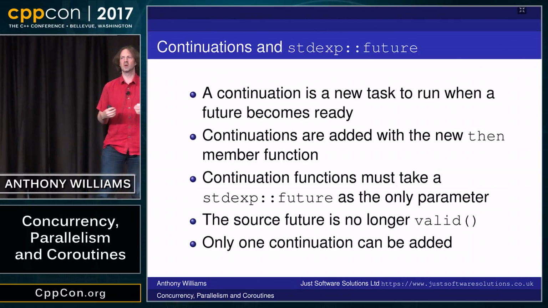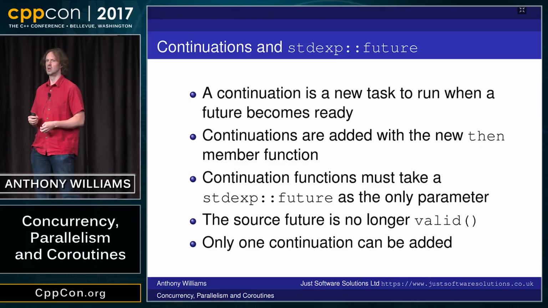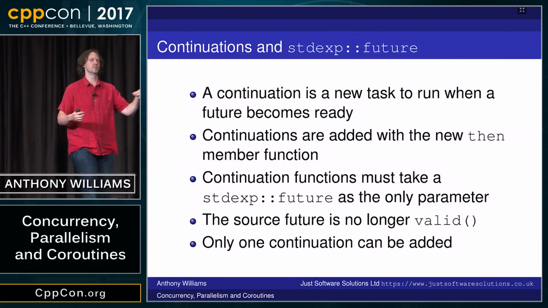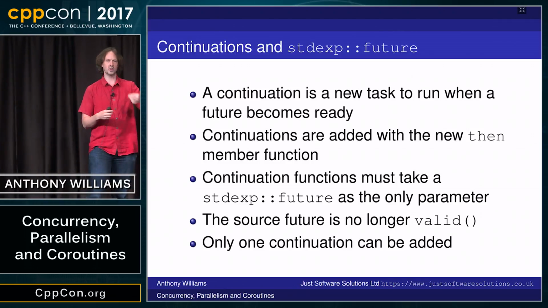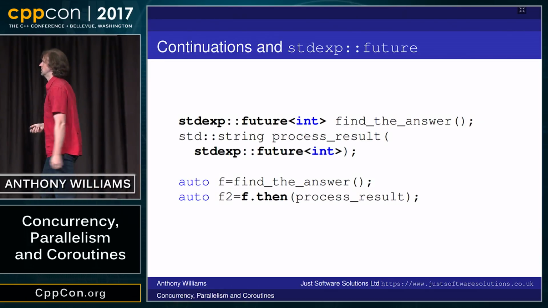And it does consequently mean, of course, that you can only have one continuation per future, though, of course, that continuation itself will return a new future, so you can chain them on, have a whole series, but only one at a time. So let's have a look at some code.